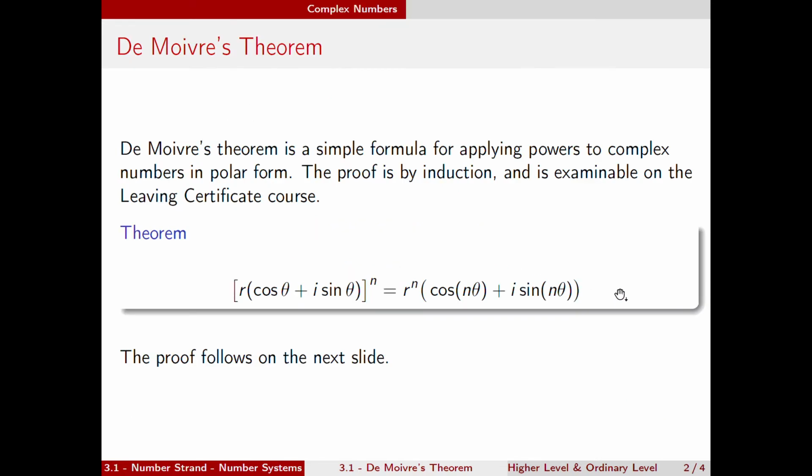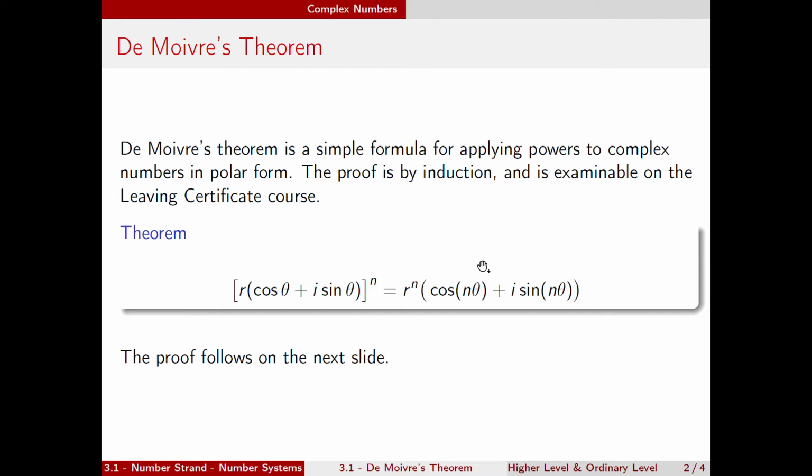De Moivre's theorem is a formula for applying powers to complex numbers in polar form. The theorem states that r times cosine of theta plus i sine of theta, which is a complex number in polar form, all to the power of n, is equal to r to the power of n times cosine of n theta plus i sine of n theta.